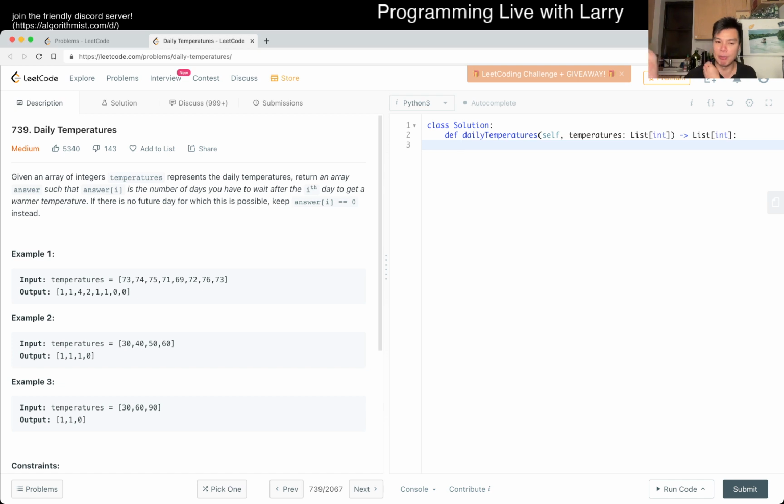Let's say now we're going from right to left, and we'll work with an example first. I know how to do this now, just thinking about it, but just to go over it. Okay, let's be clear again that we're going from right to left. So let's put the pointer at 73. So for 73, the answer is going to be 0 because there's no warmer temperature. Yeah, it's 0, right?